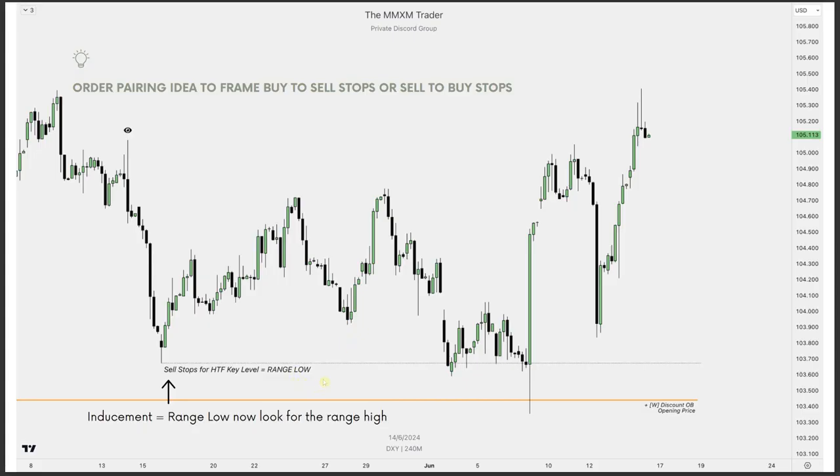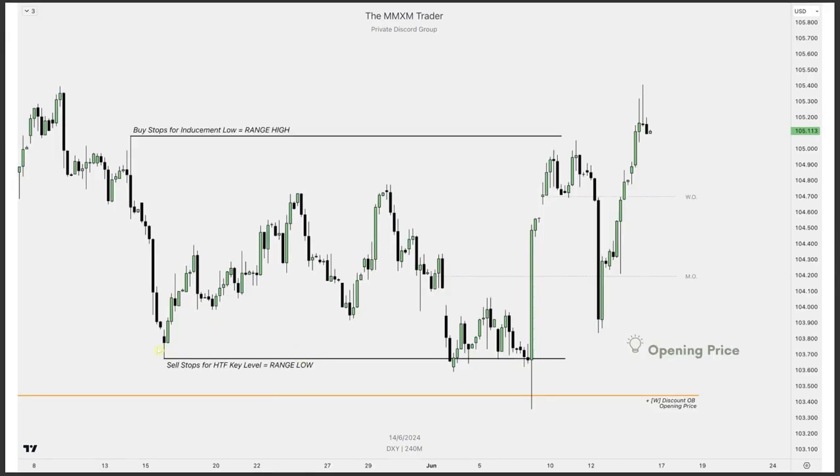And SMT, and that will be high probability for a smart money reversal. So if you look at this range we have, right, these sell stops down here and buy stops above here. So outlining that monthly opening price and the weekly opening price. With the monthly, that weekly time frame dipped into that key level, that discount order block, right?